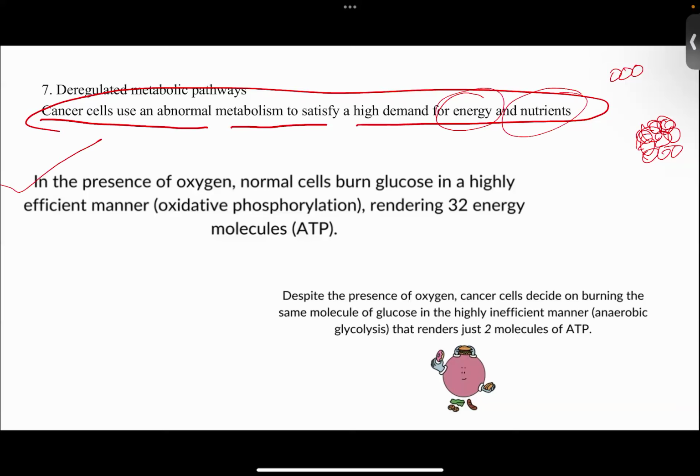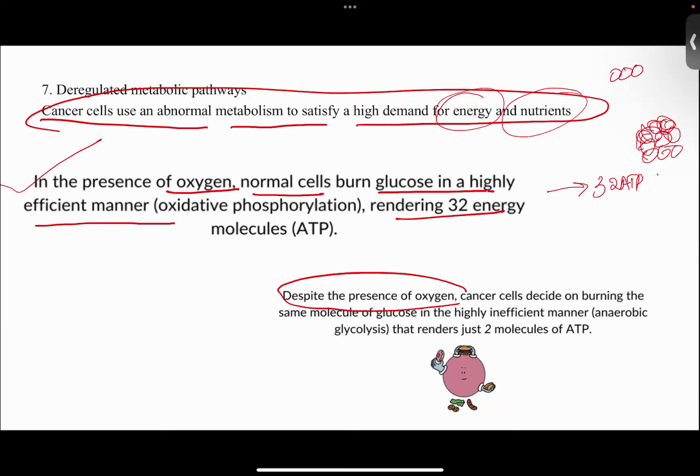So what happens in the normal cells? In the presence of oxygen, normal cells burn glucose in a highly efficient manner. So how many ATPs are formed? 32 ATPs. But here it's not like that. Despite the presence of oxygen, cancer cells decide to burn the same molecule of glucose in an inefficient manner, that is anaerobic glycolysis. So what will it form? Just 2 ATPs.